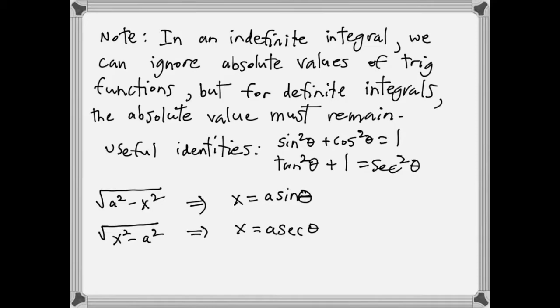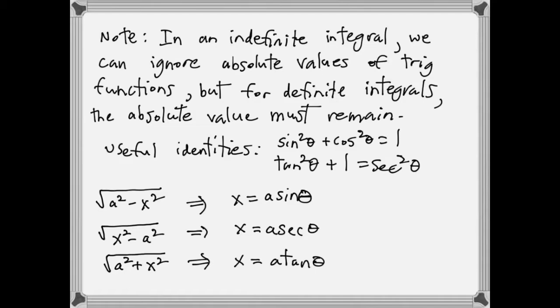Finally, what happens if you see a plus sign? So what if you see a squared plus x squared? Then this means that you're going to let x equal a times tangent theta, because 1 plus tan squared is secant squared.